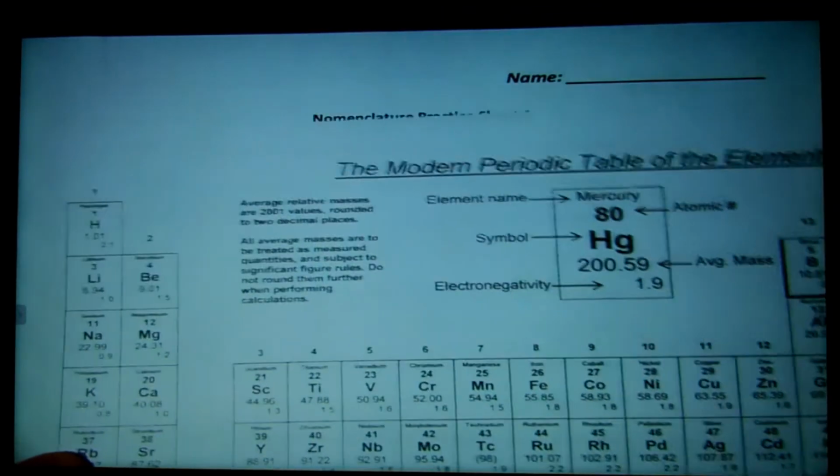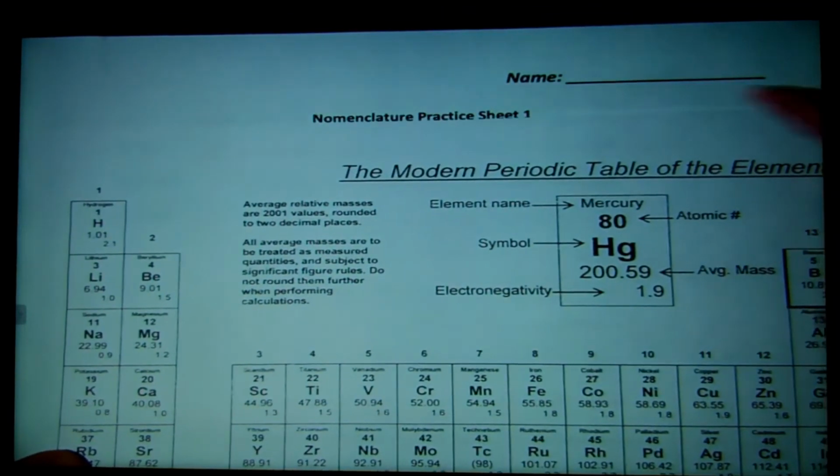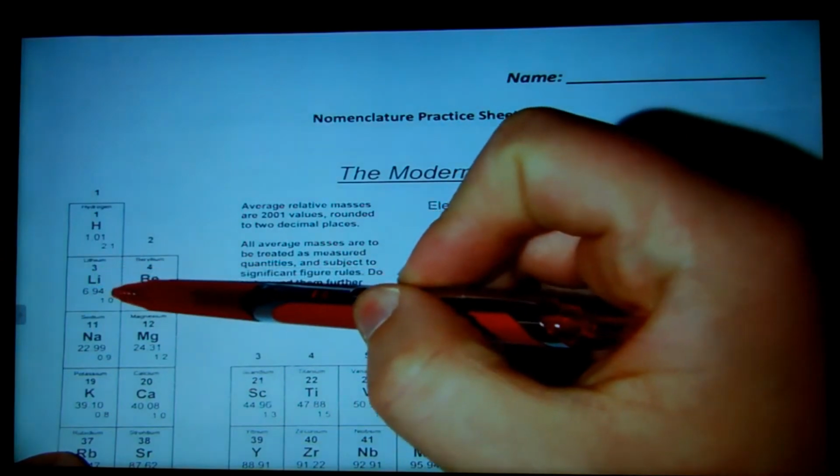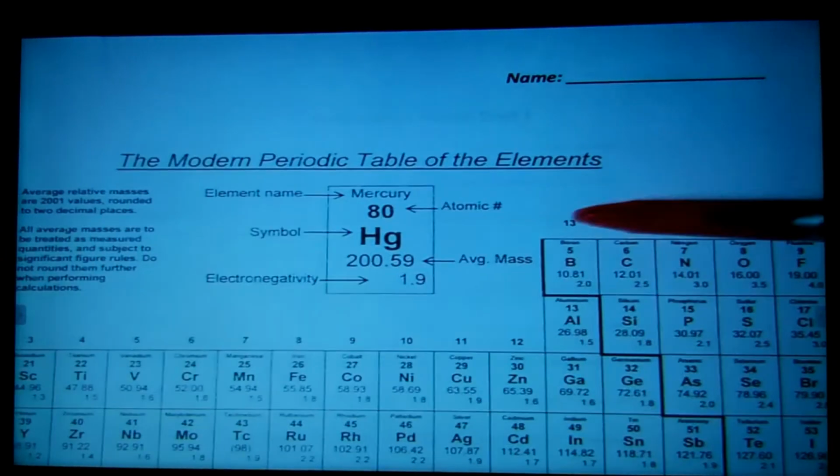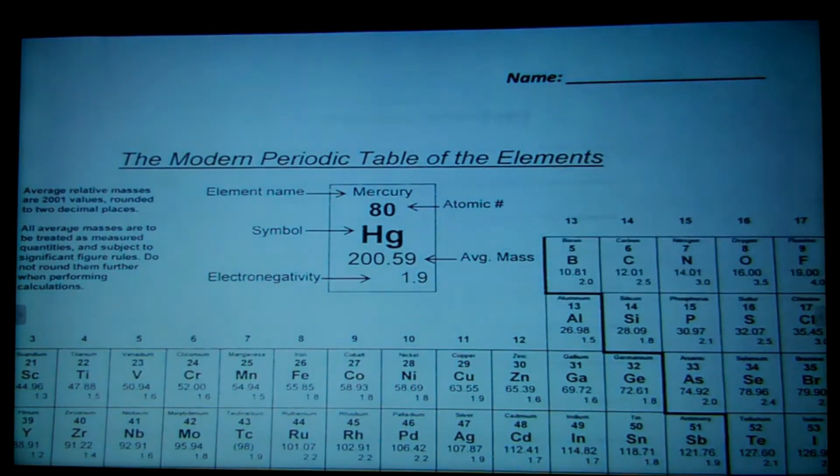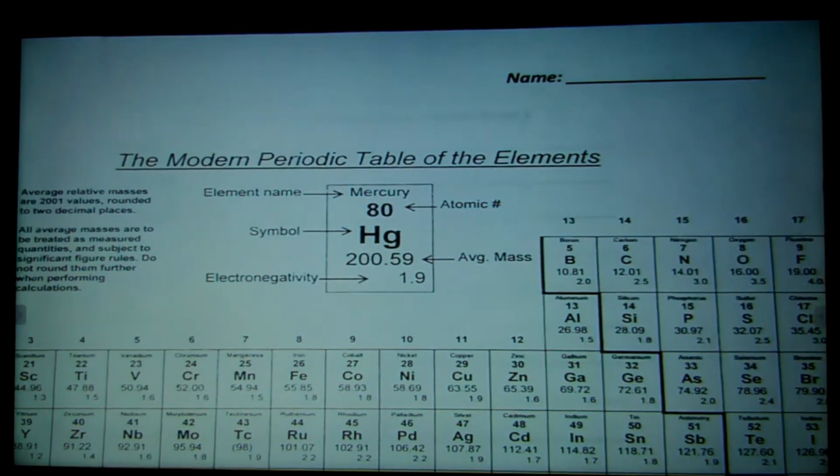I should not have to tell you anymore that column 1 has +1 charge, column 2 has +2 charge, column 13 has +3, column 15 has -3, column 16 has -2, and column 17 has -1.